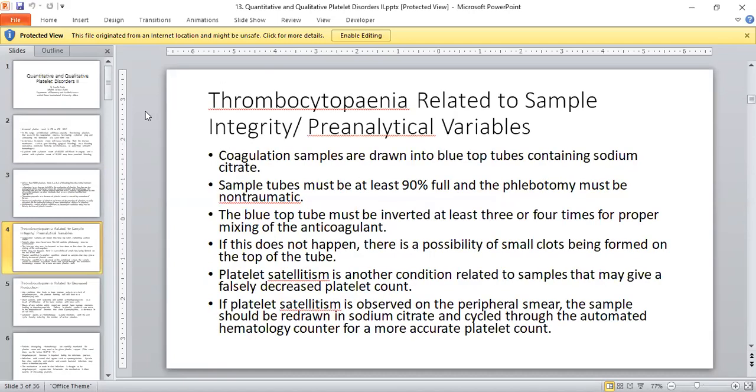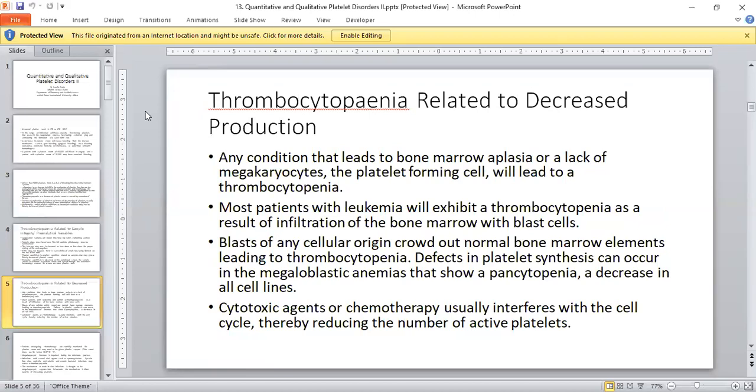When you go to the problems that involve platelets, the first one is thrombocytopenia. Thrombocytopenia can be as a result of sample integrity, whether your phlebotomy was done well or not, or it can be due to decreased production. Maybe that indicates a problem in the bone marrow. See, the bone marrow is the site for production of platelets. So thrombocytopenia can be due to decreased production.